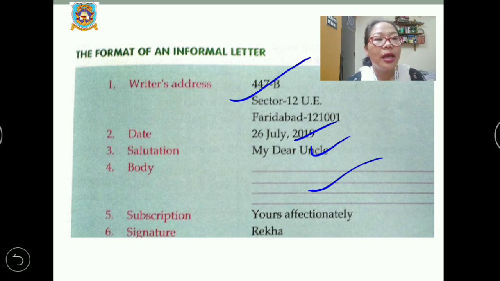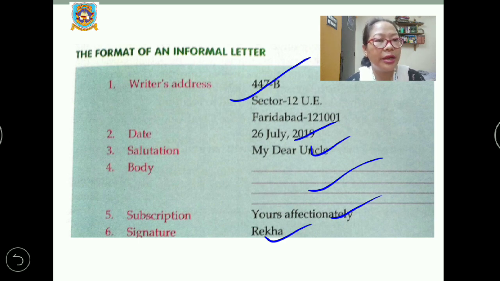We always start a letter with a short introduction. We greet them, and then we find out how they are doing. We inform them how our health is, and we inquire about their well-being. Then we write down the main message in the letter. Subscription is your polite ending. Last, the signature is your name. This is the format of an informal letter.